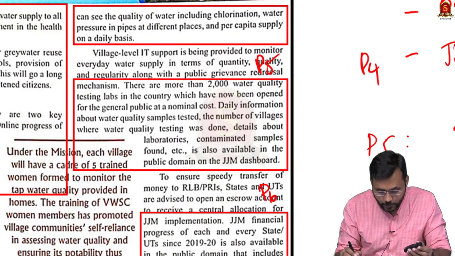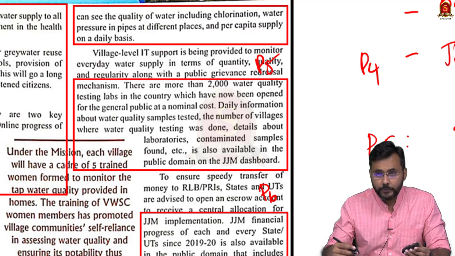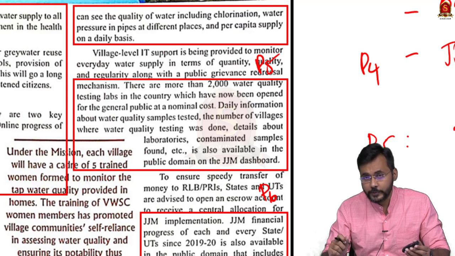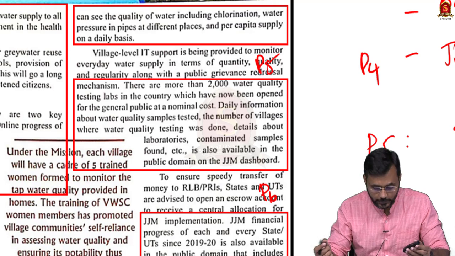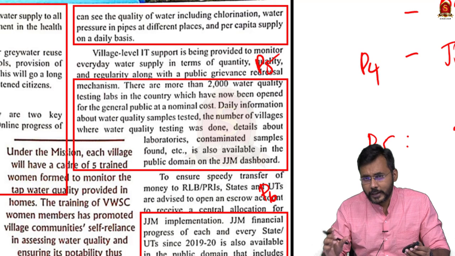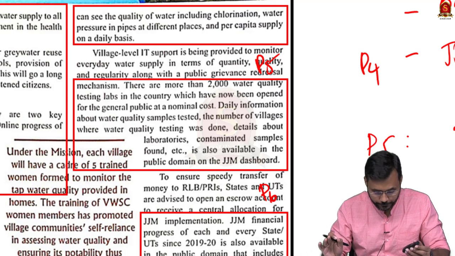So testing labs are also being created. Right now in India, there are around 2,000 testing labs in various districts, where you can take the water and give it for testing. Apart from rural areas, women's testing is also done in the scientific laboratories. So that can be done, and that is to create transparency, saying that water quality is being ensured.